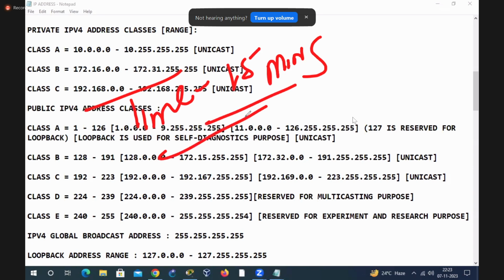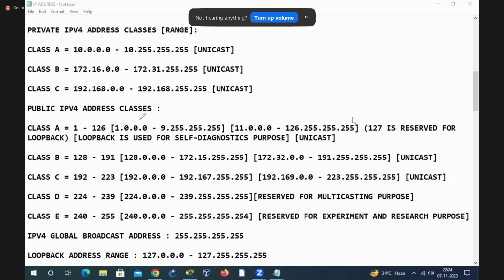The CIDR to subnet mask conversion is totally formula based. It totally depends on your values calculation. So you can calculate it and tell me the values, but this range is very important. So make sure that you tell me the full range. Full range means this.